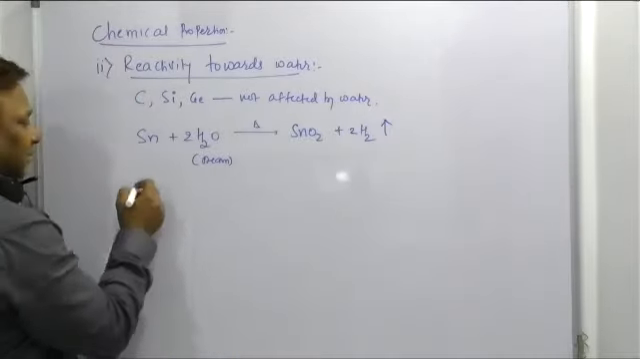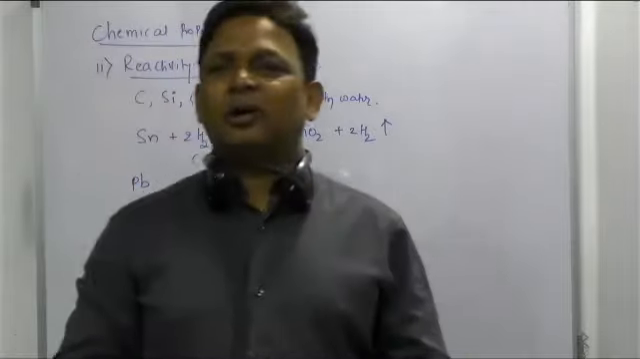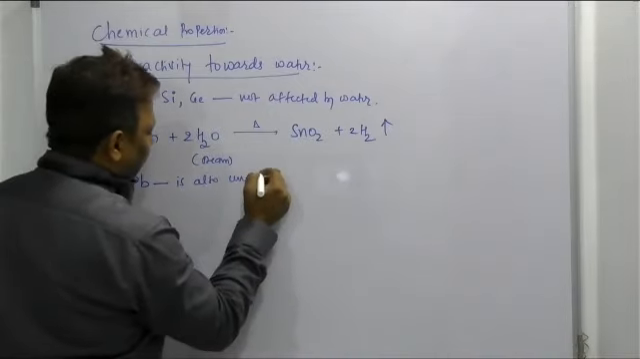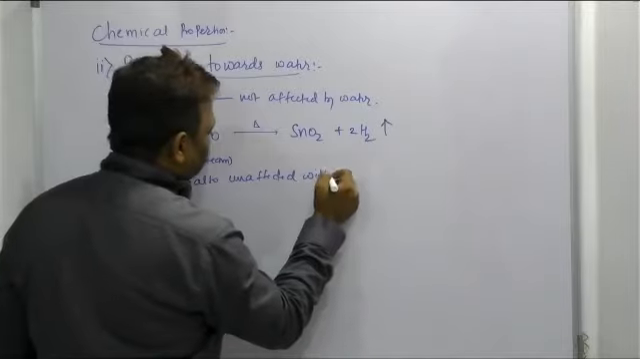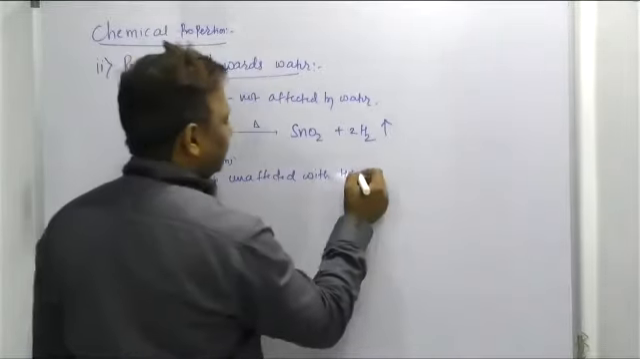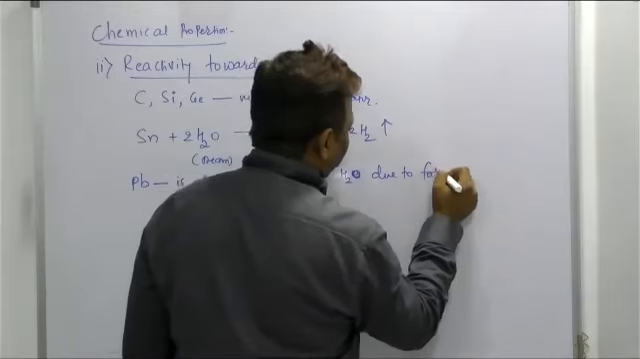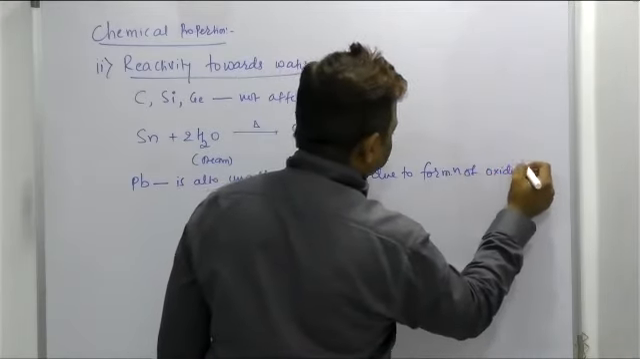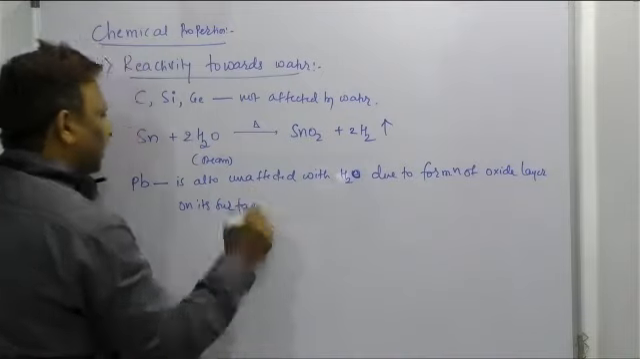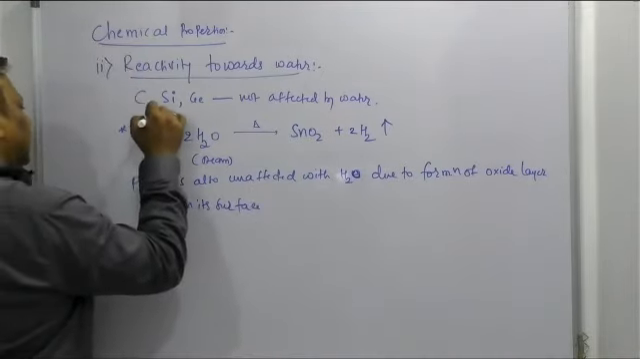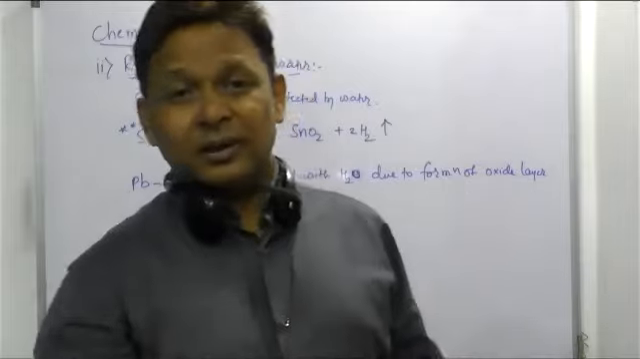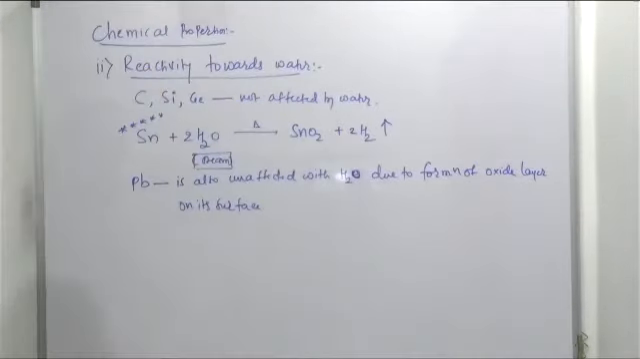But lead is there. Lead, Pb, is unaffected by water. Why? Due to the formation of a protective oxide layer on its surface. Sir, why is lead unaffected by water, beta? Due to the formation of a protective oxide layer on its surface. Among this group, only Sn can be affected by water, and that too at very high temperature. The remaining four, carbon, silicon, germanium and lead, are unaffected by water. Right? Note down this one.